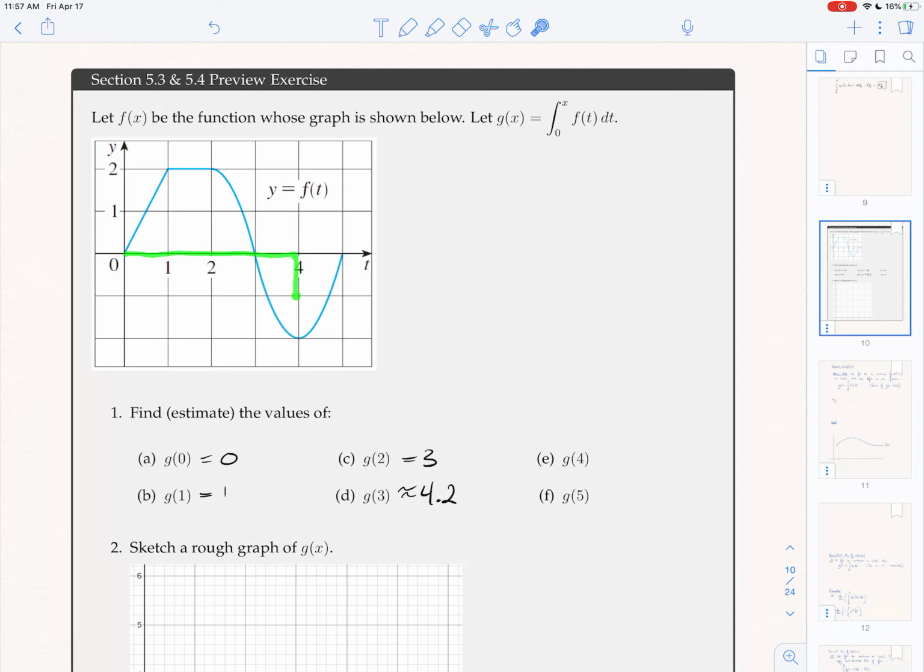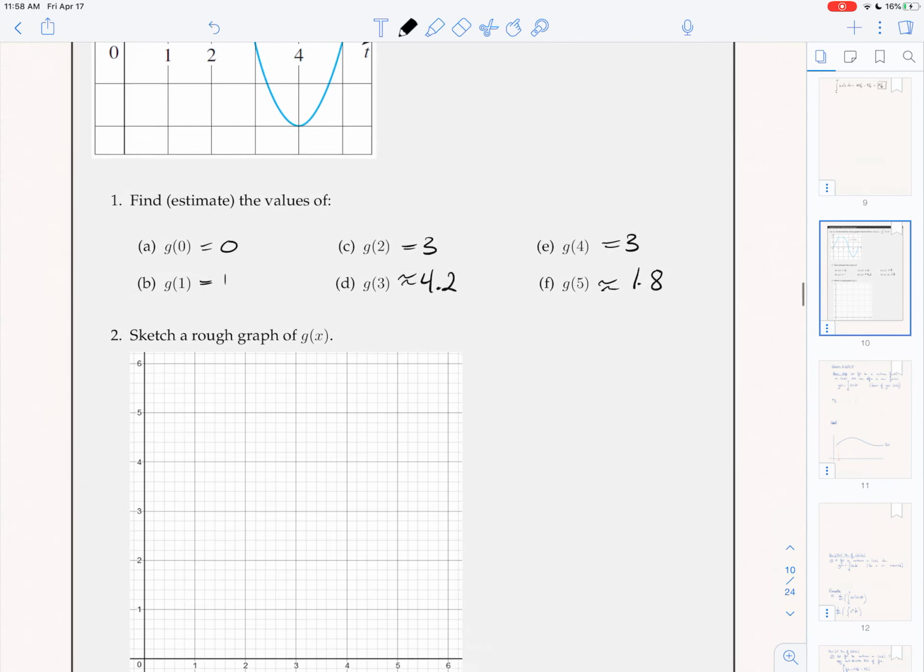G of 4, we're going to lose. This area is negative area, and it's the same as this area. So we should be back to 3. So G of 4 should be 3. And then G of 5, we're losing that again. And so G of 5, well, we were at 3, we're losing another 1.2, so I'm going to say G of 5 is roughly 1.8, something like that.